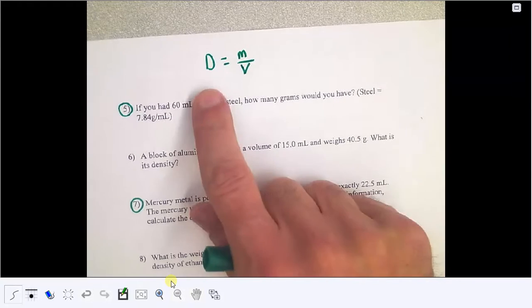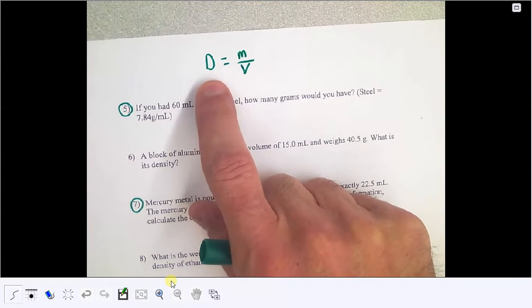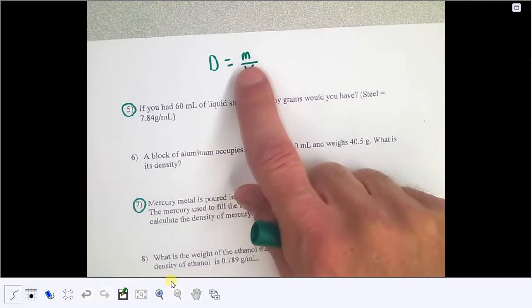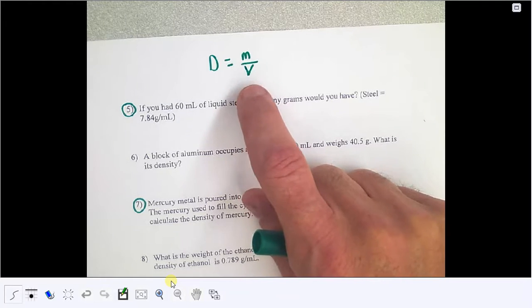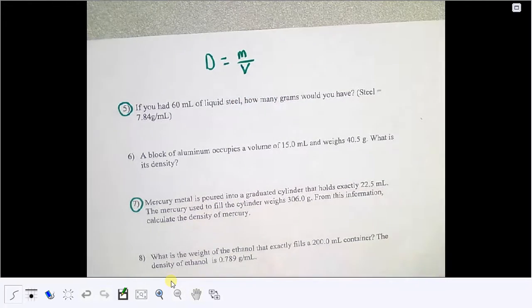And just remember that the units associated with density is grams per centimeter cubed or grams per milliliter, and the unit for mass is grams, and the unit for volume is either centimeter cubed or milliliter. So let's look at number 5.